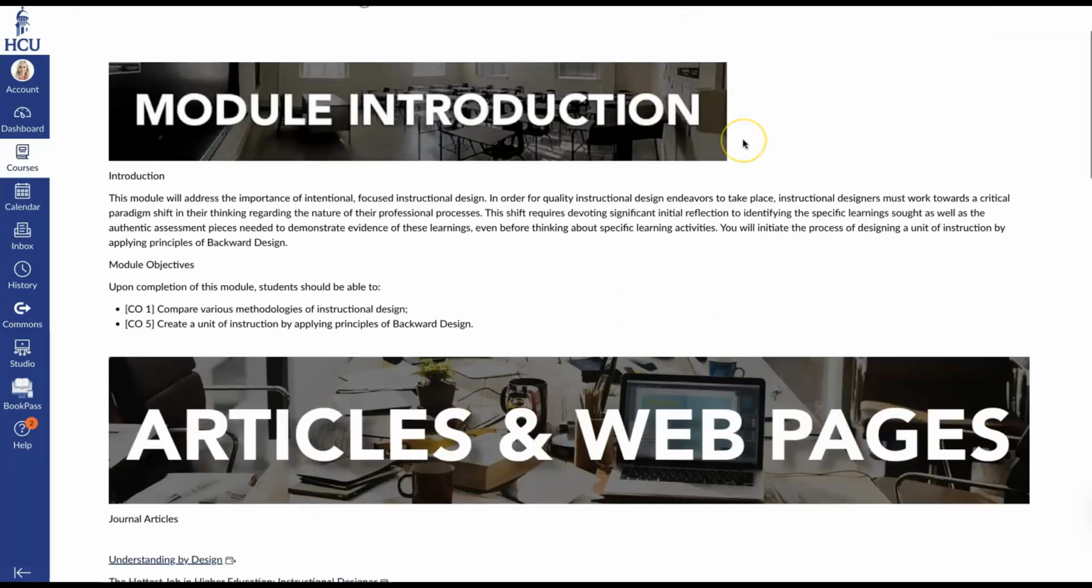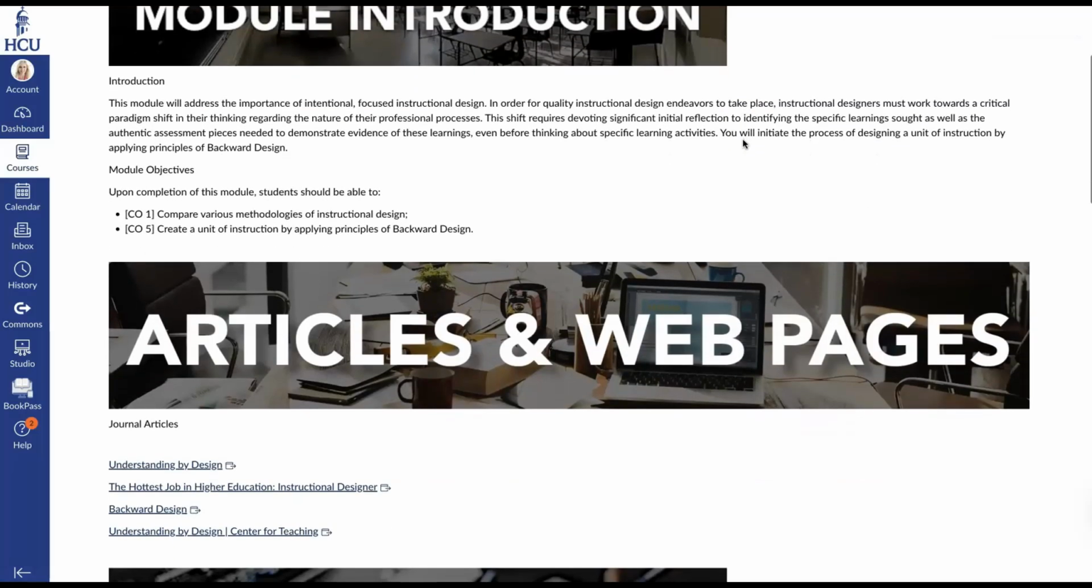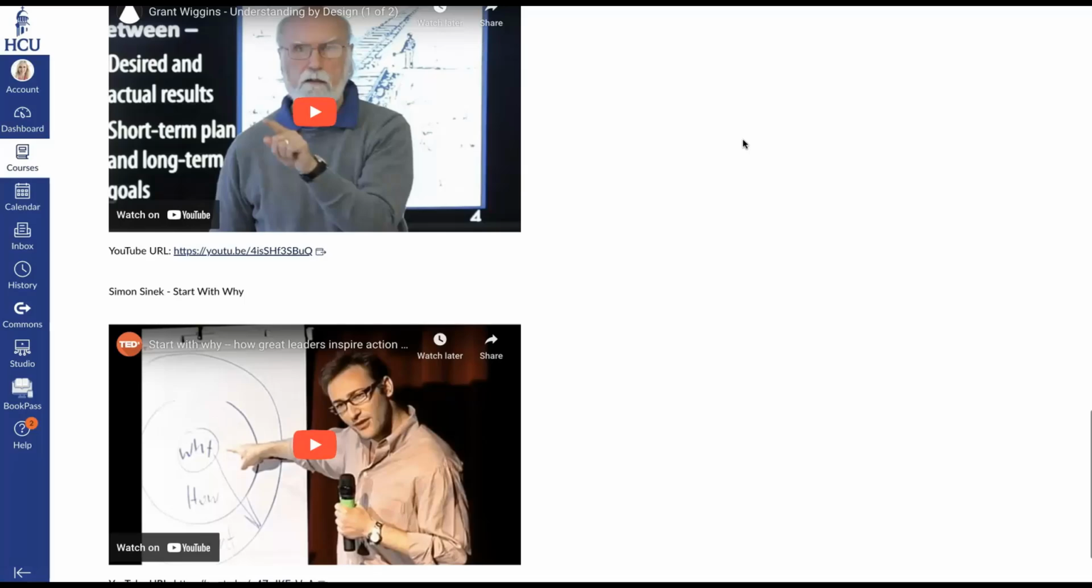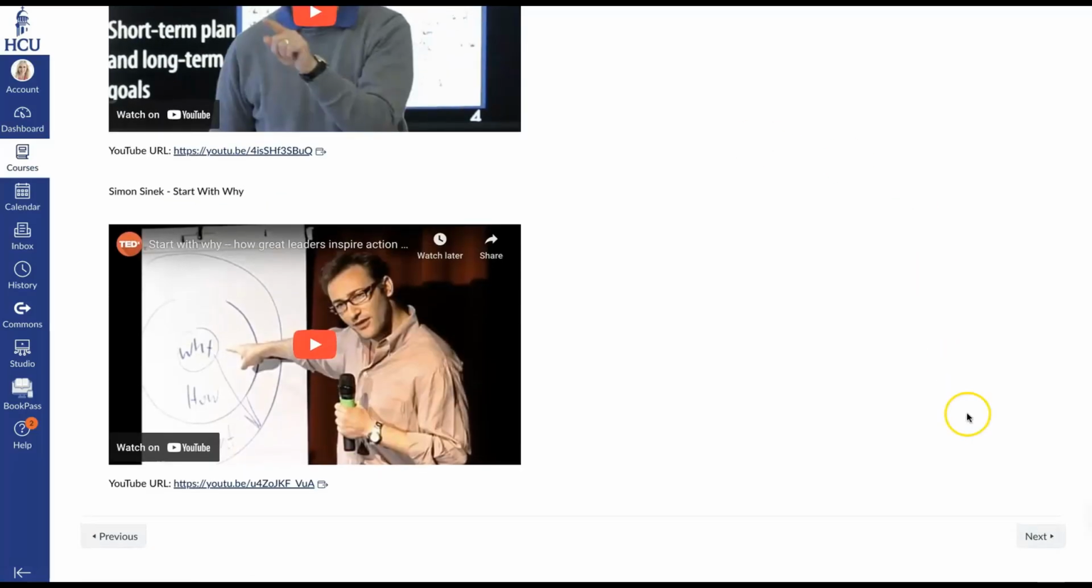This week, we will focus on the following objectives. First, compare various methodologies of instructional design, and second, create a unit of instruction by applying principles of backward design. Again, please carefully review the resources available to you this week before beginning the assignments.